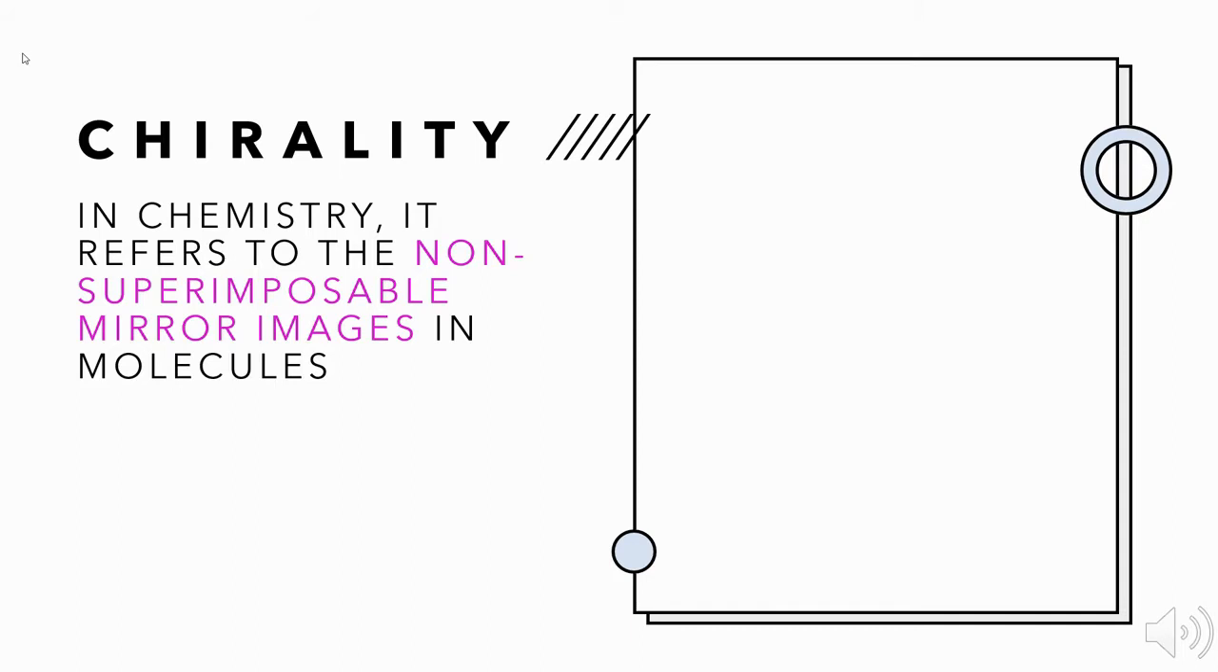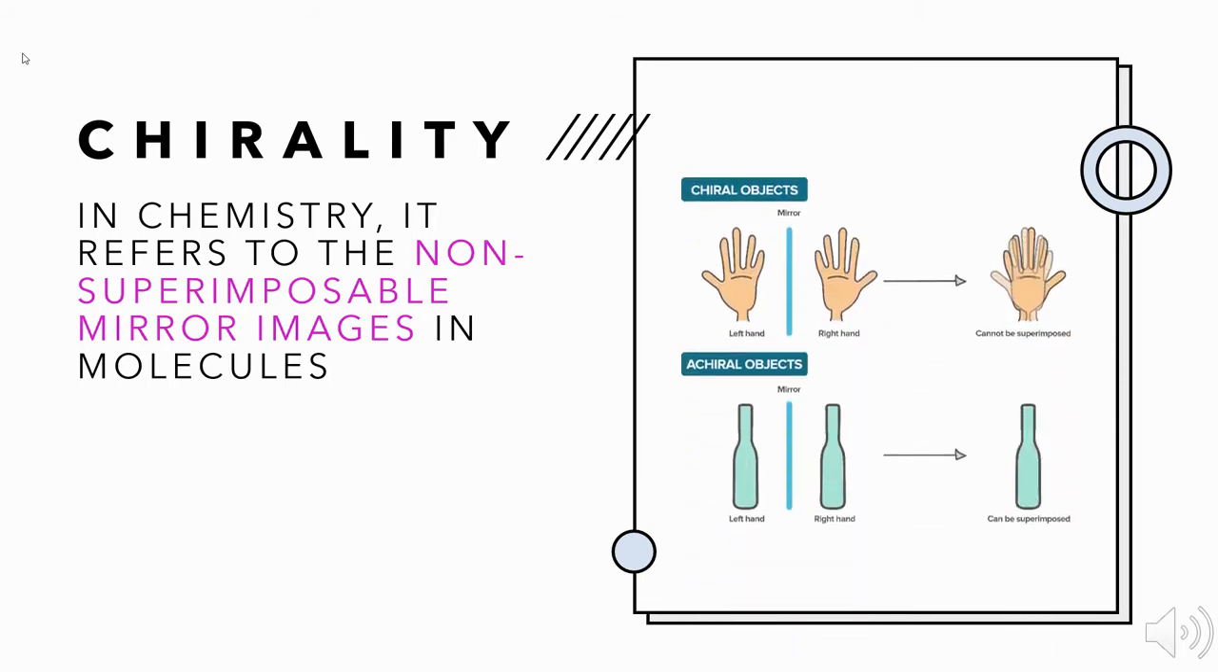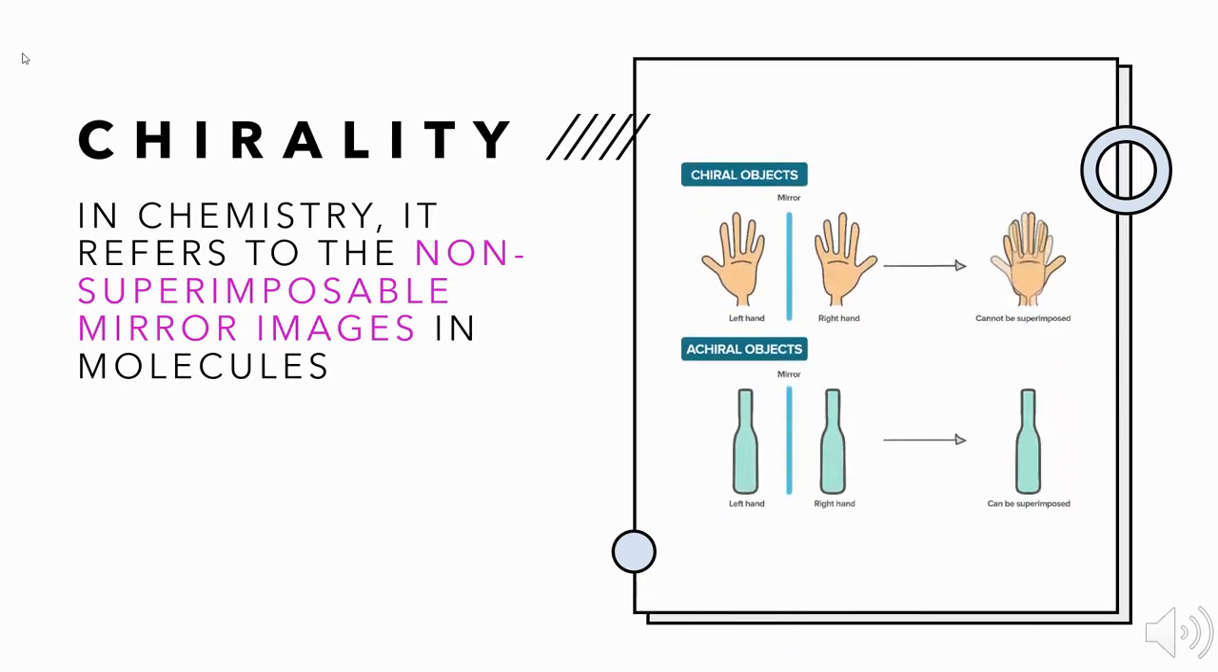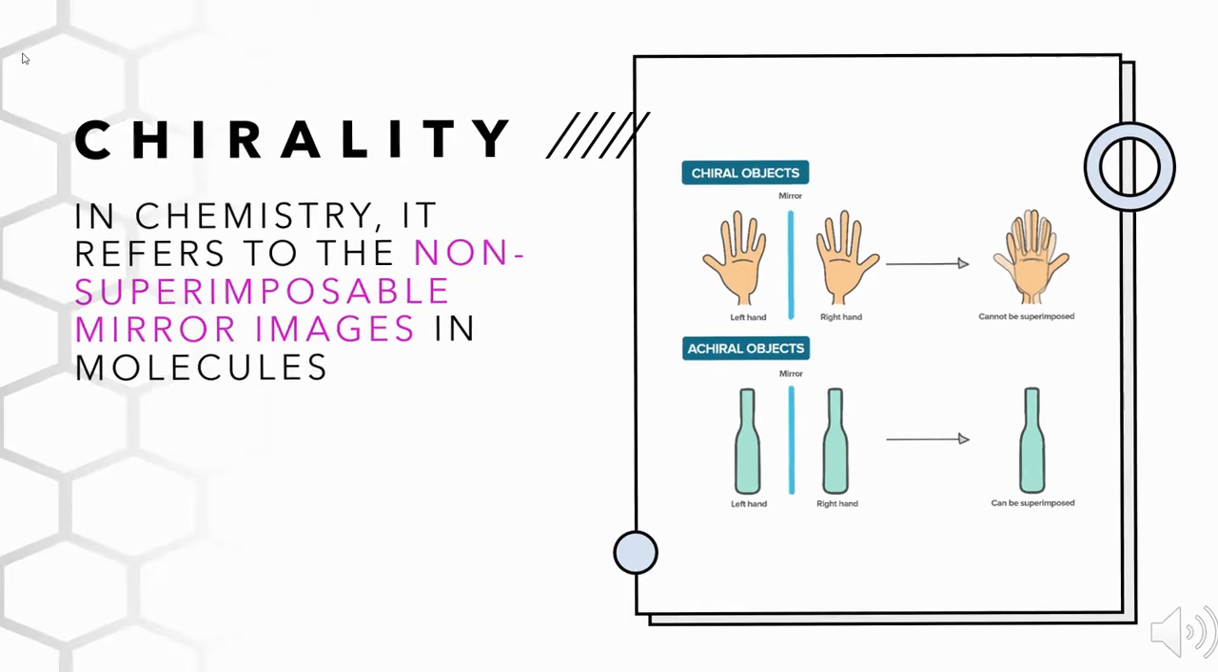As a real world application, you can look at your two hands and see how they're identical. Yet, no matter how you flip them, no matter how much you mirror them, they will never be the same. This is a definition of a chiral object. In the picture, as you can see, a bottle left and right of a mirror is still the same bottle, so those are achiral objects.